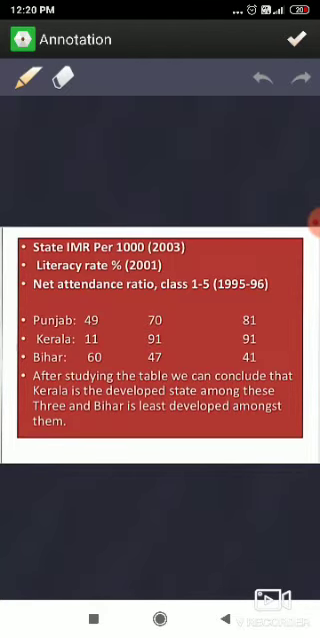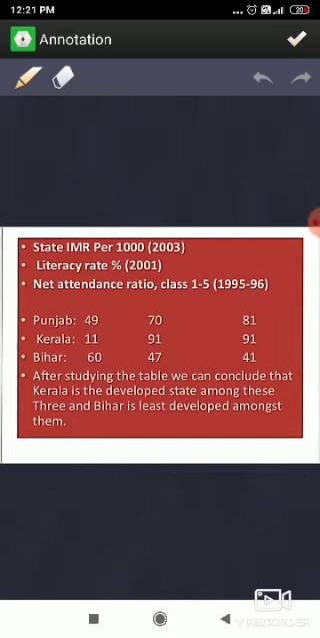And the literacy rate in Punjab is 70%, Kerala 91%, Bihar 47%. This data is from 1995-96. And at last, NAR, net attendance ratio, 81%, 91%, 41% for these three states.